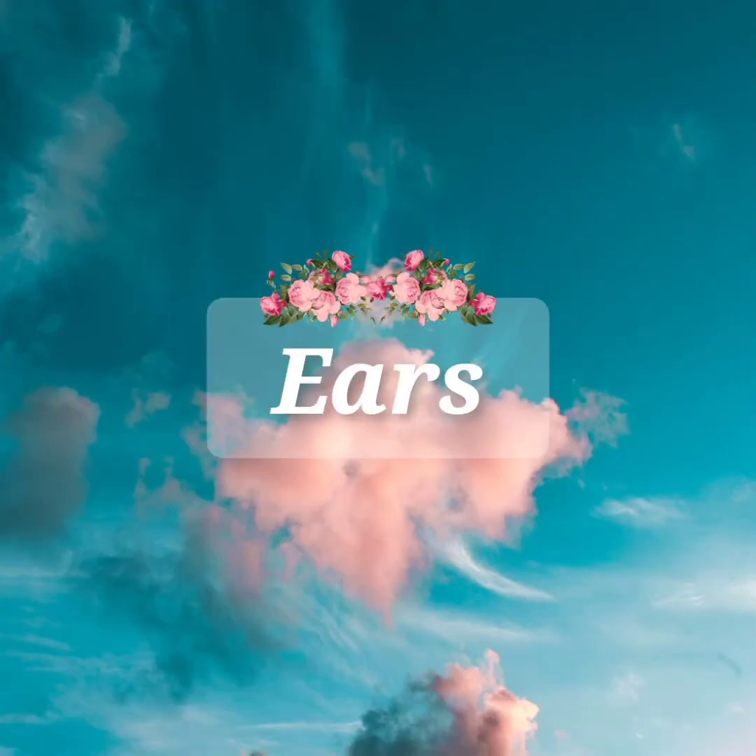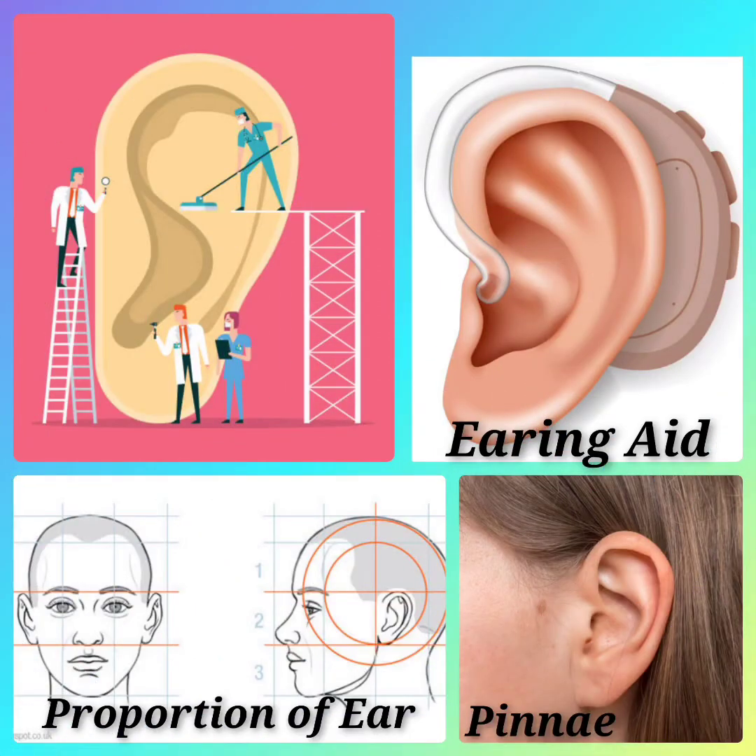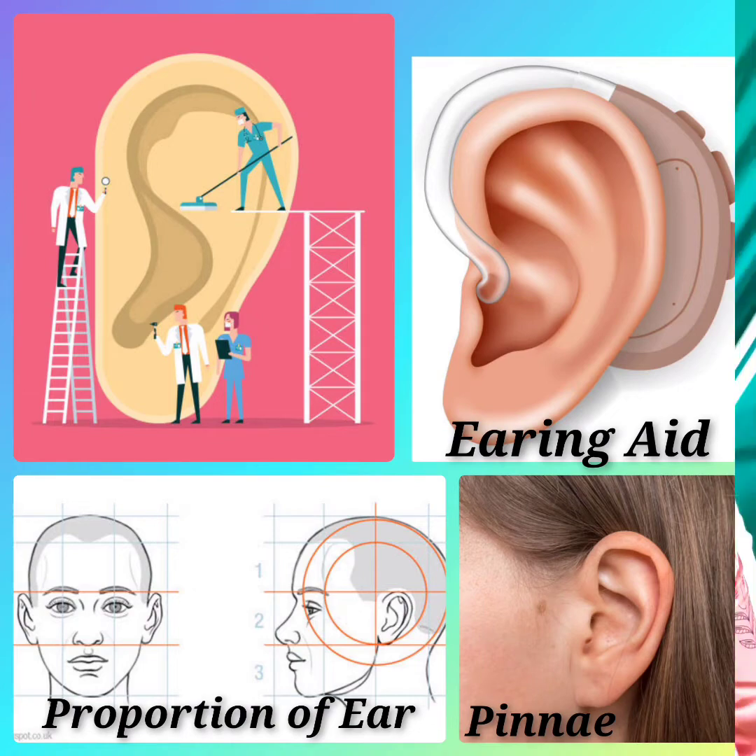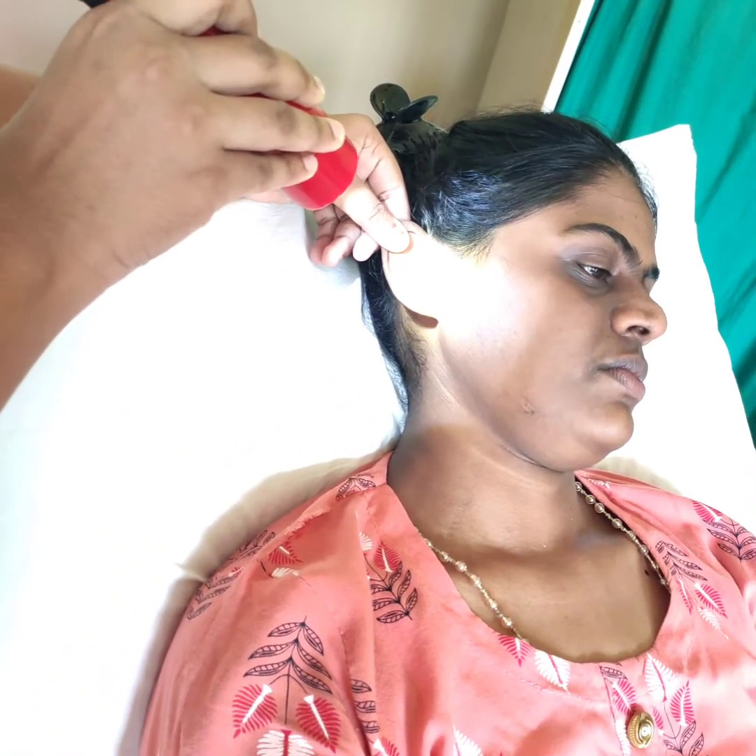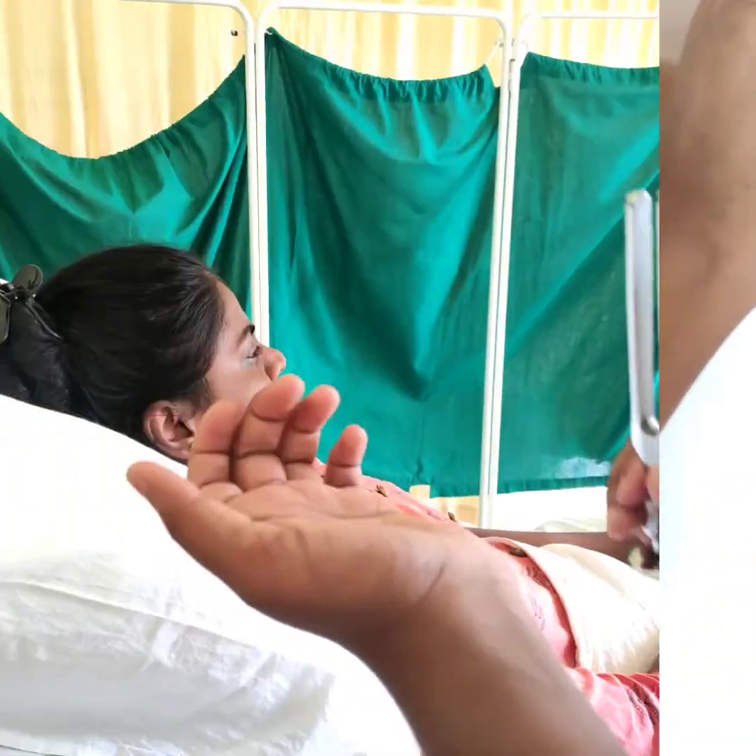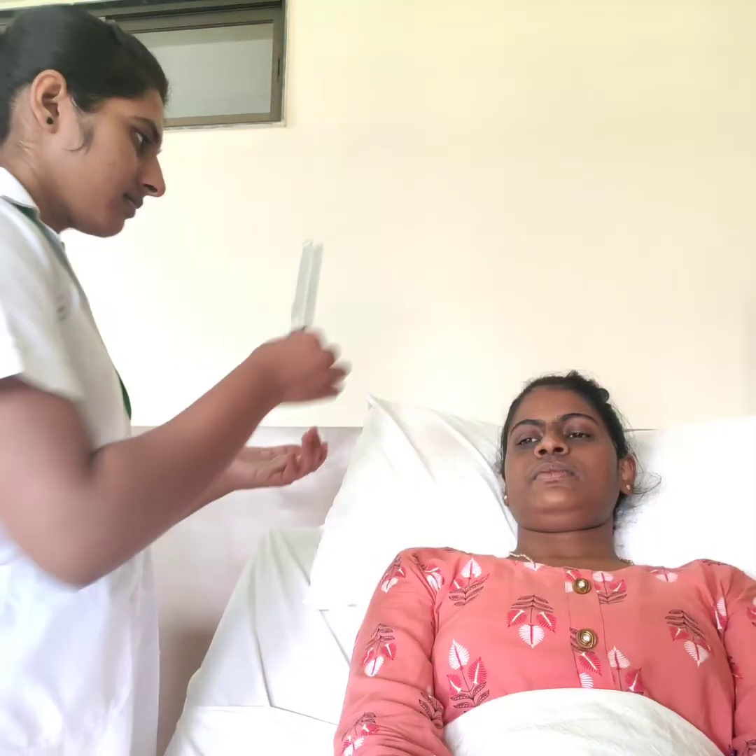Assessment of ears. Assess the pinna for its size and shape. Assess the level and proportion of the ears to the face. Check for the use of any hearing aids. Assess the ear canal for inflammation, discharge, redness or foreign objects. Assess the hearing capacity.